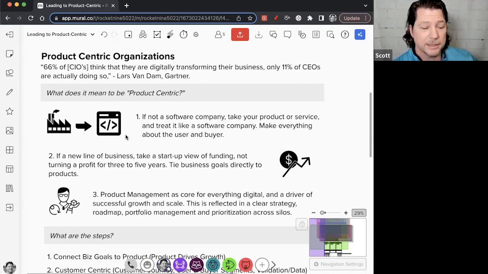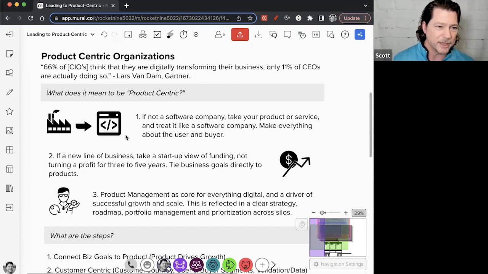And lately we have had a number of requests from companies who are professional services orgs saying, how do we go agile? We're not a software company. Well, this is what they would look at. If you're already a software company or that's vital to your business, make everything about the user and buyer. And we'll get into what that means. I think that's easy to say and harder to do.